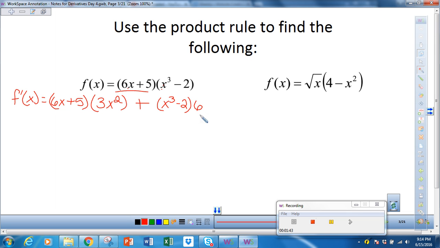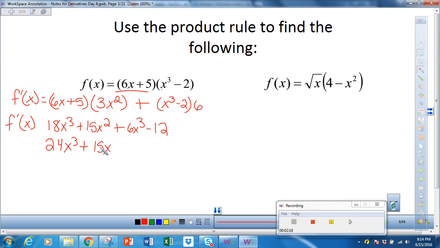and take the derivative of 6x plus 5, which is simply 6. Now, where you go from this depends upon your teacher and whether or not it's a multiple choice question. You will have to ask your teacher in the fall how far he or she wants you to simplify. I would probably suggest just doing a basic level simplification. So we get 18x cubed plus 15x squared plus 6x cubed minus 12, and then combining like terms would give us 24x cubed plus 15x squared minus 12. Okay?